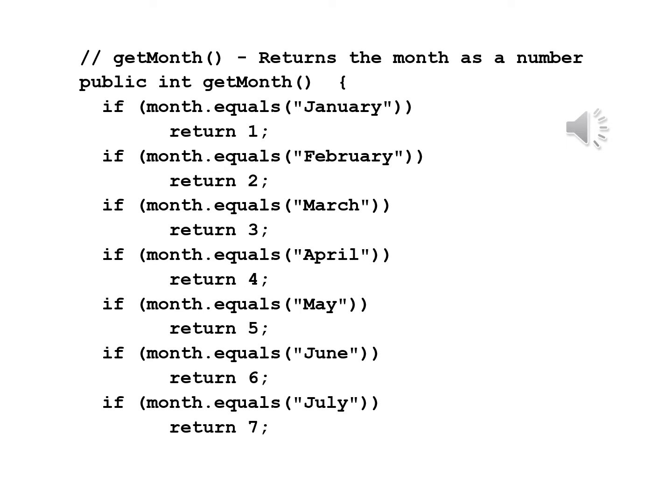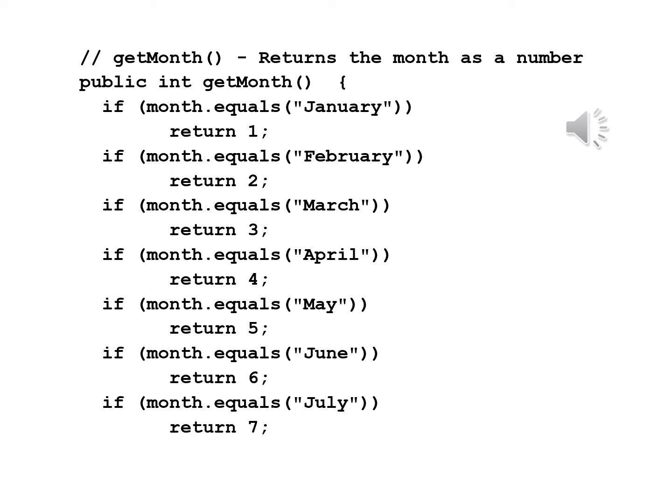Before we look at getMonth, let's stop and take a look at what we have here. The month is normally saved as a string, but there are a good number of times that we will want to represent it by a number. GetMonth allows us to do that. It begins with a comment, returns the month as a number. We begin the method with public int getMonth, and then we go to work.